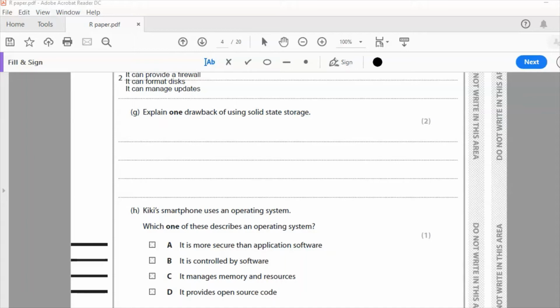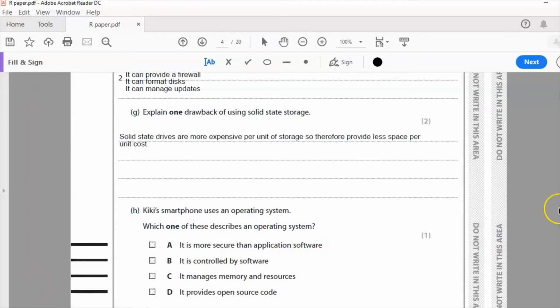But the drawbacks are that because it is a newer technology, it's more expensive to manufacture. The price is higher. So disadvantages are that it's more expensive per unit of storage, and therefore it's providing less storage per unit cost.